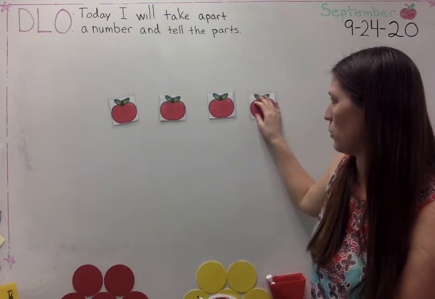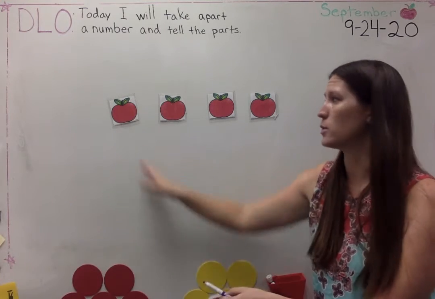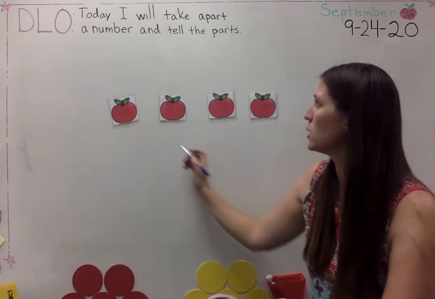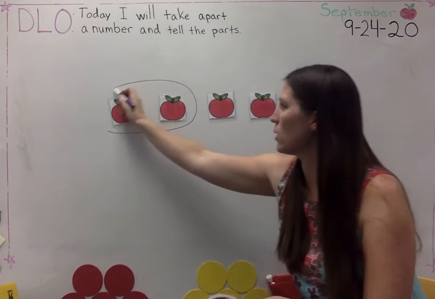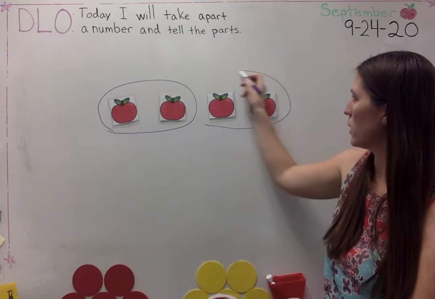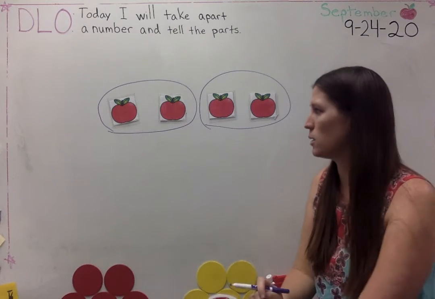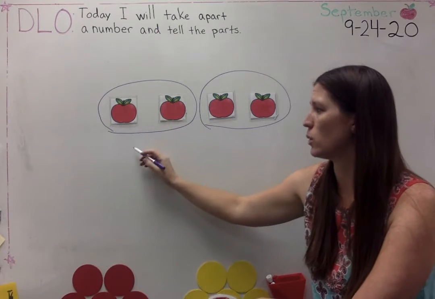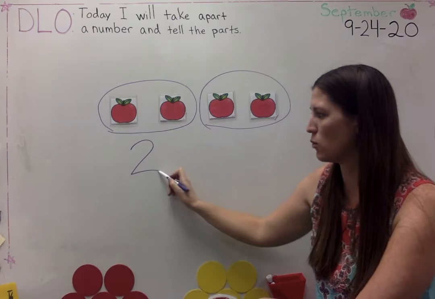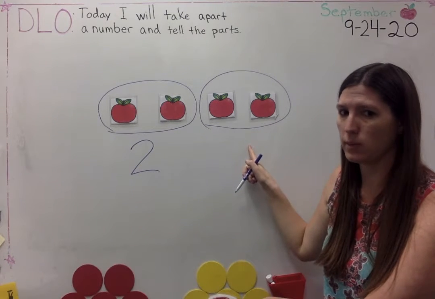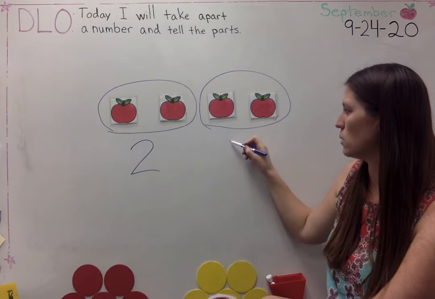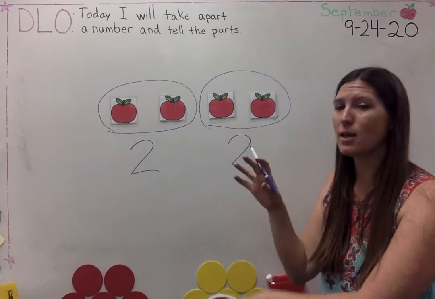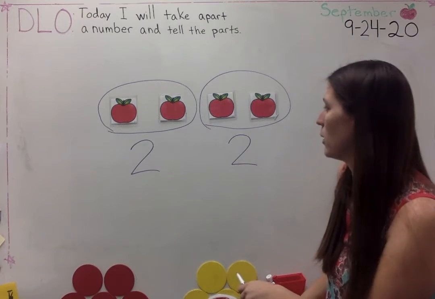All right, let me add an extra apple in here. Now let's count the apples. 1, 2, 3, 4. I'm going to take them apart and tell how many are in the parts. All right, I took it apart. How many are in this group? 2. Let's count. 1, 2. How do I write 2? Candy cane foot. How many are in this group? Let's count. 1, 2. Candy cane foot. Pretty easy. Circling, putting them in different groups, and writing the numbers.